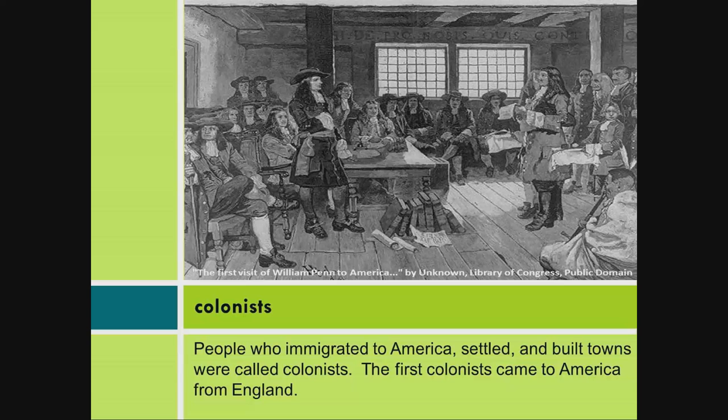Colonists. People who immigrated to America, settled, and built towns were called colonists. The first colonists came to America from England.